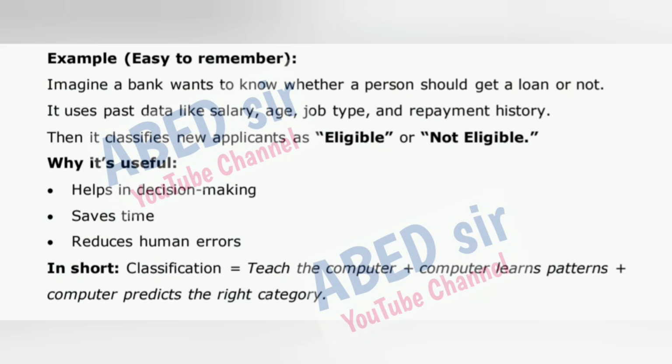Why it's useful? Helps in decision making. Saves time. Reduces human errors. In short, classification equals teach the computer, plus computer learns patterns, plus computer predicts the right category.